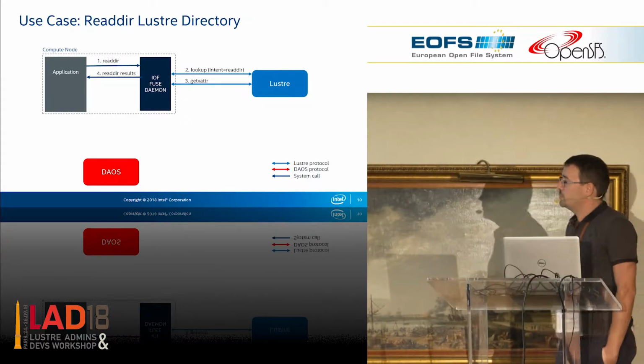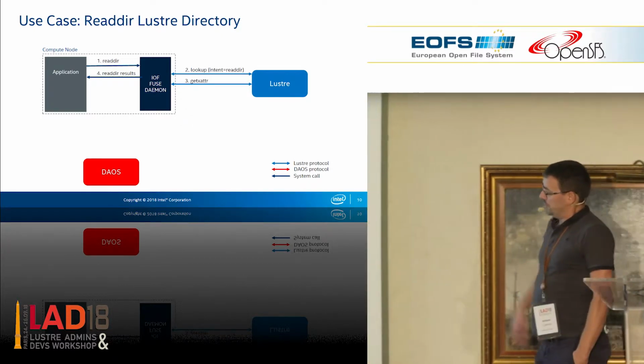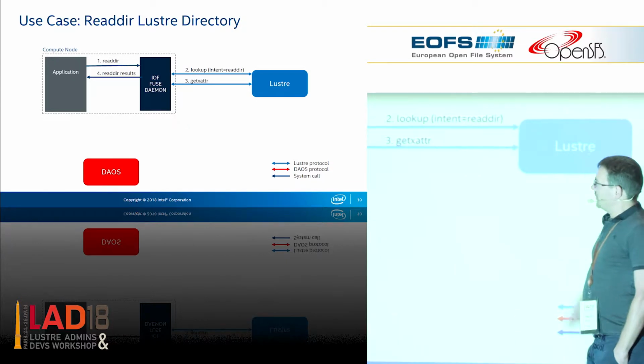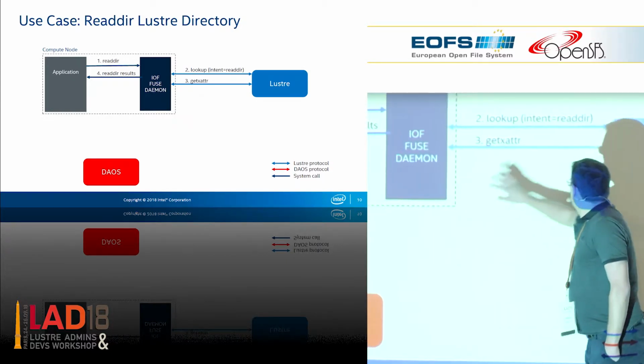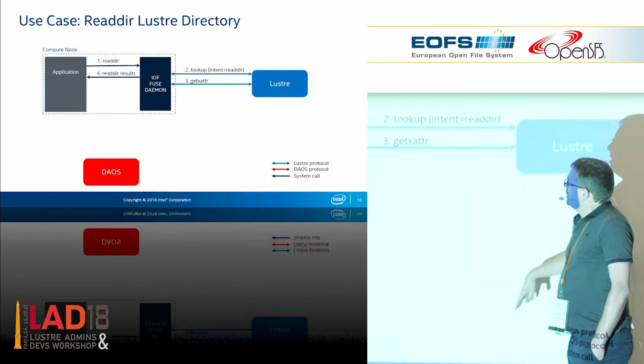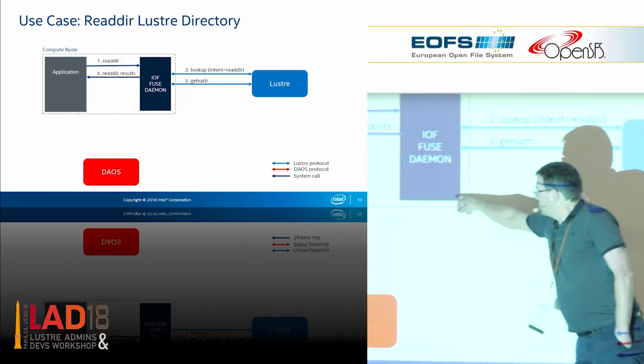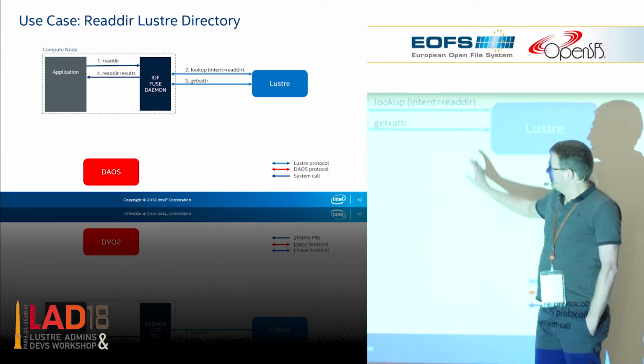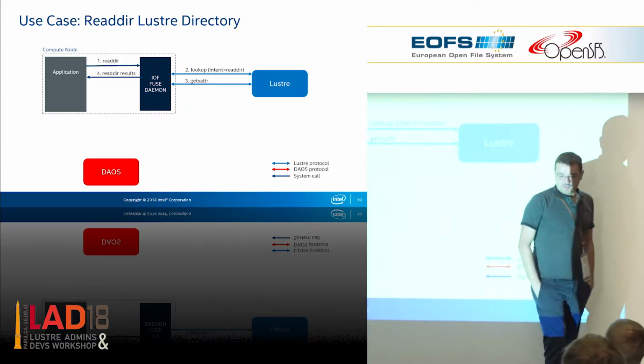Now let's look at a couple of use cases. For simplicity, I haven't represented the gateway node. I just represent the interaction between I/O forwarding, Lustre, and DAOS. In the middle there will be a shipping in user space to the gateway node, and the gateway node will be calling into Lustre. But I just abstracted all of this.